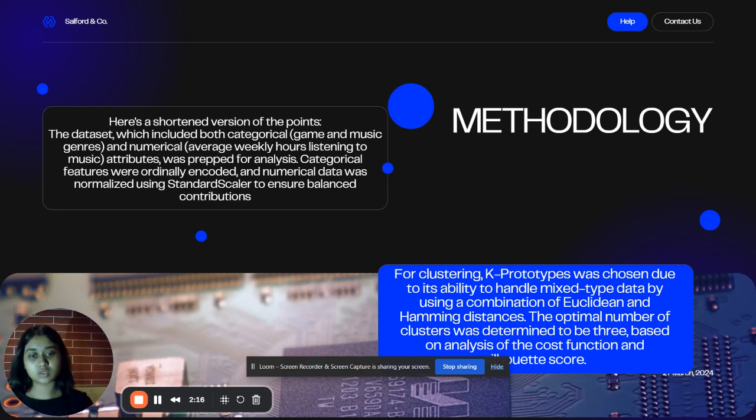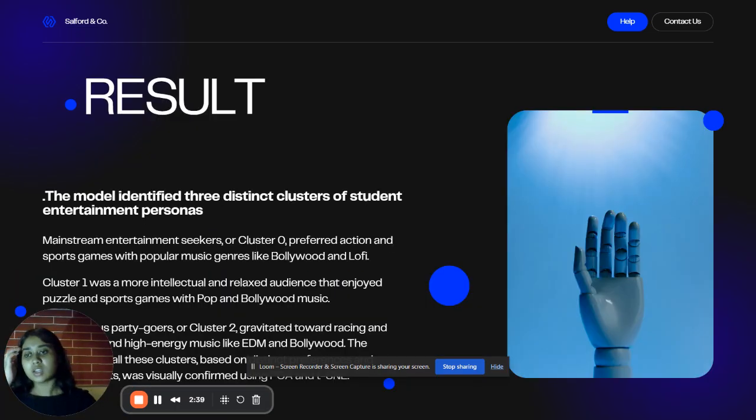The model identified 3 distinct clusters of student entertainment personas. Mainstream entertainment seekers, or cluster 0, preferred action and sports games with popular music genres like Bollywood and lo-fi. Cluster 1 is a more intellectual and relaxed audience that enjoys puzzle and sports games with pop and Bollywood music. Cluster 2 goers gravitate towards racing and FPS gaming with high energy music like EDM and Bollywood. The separation of the clusters on the distinct preferences and listening habits was visually confirmed using PCA and t-SNE. I will be moving on to the next one.